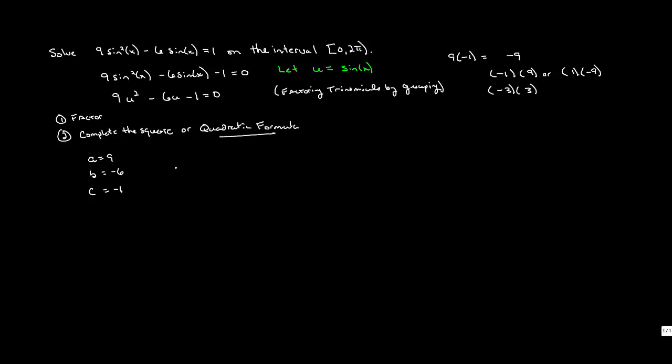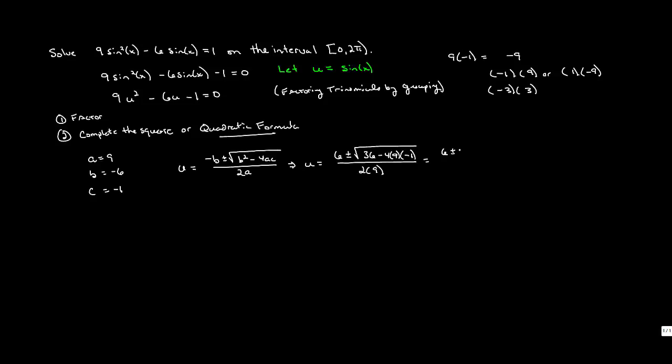So what we have here is that u, not x, but u is equal to negative b plus or minus the square root of b squared minus 4ac, all over 2a. So let's go ahead and do that out. So that implies that u is equal to 6, that's negative b, plus or minus the square root of b squared minus 4 times a times c, all over 2 times a.